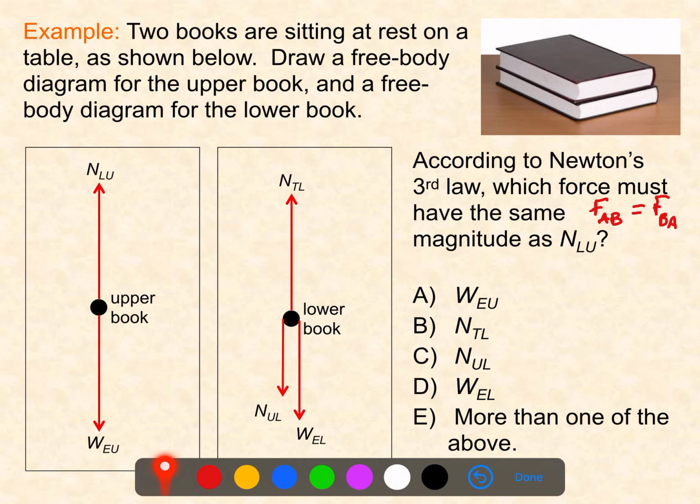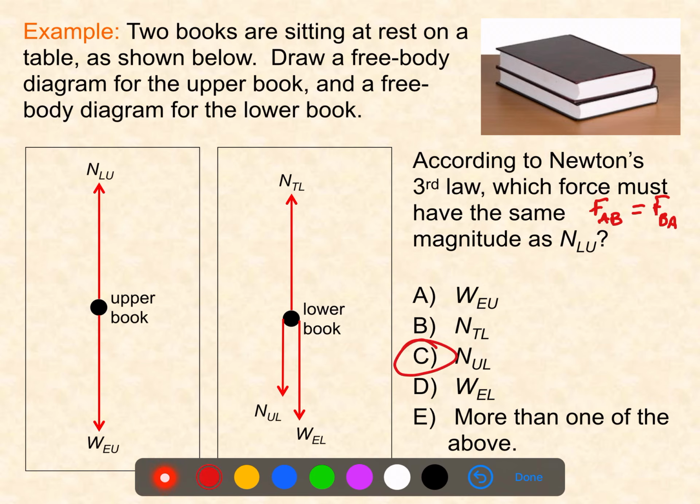By Newton's third law, force pairs cannot act on the same object. We have A and B and A here. In other words, the normal force of the lower book onto the upper book has to, by Newton's third law, equal the normal force of the upper book on the lower book. Do you see how those are analogous?